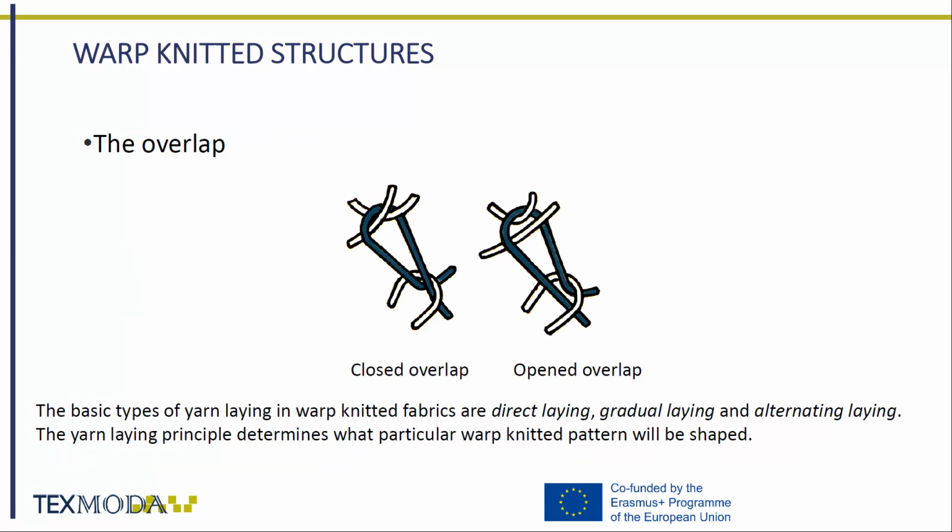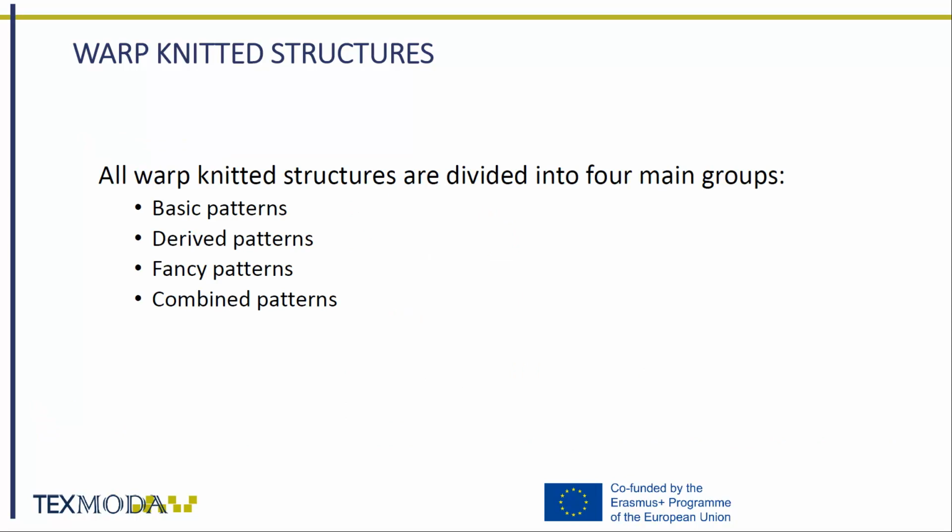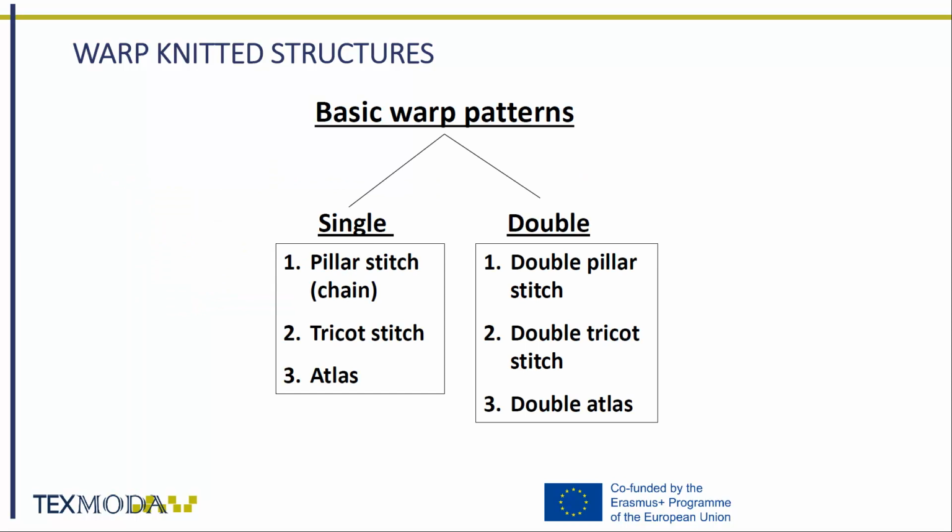Overlaps in the knitted structure can be closed and opened. All warp knitted structures are divided into four main groups. The basic warp knitted patterns consist only of loops.